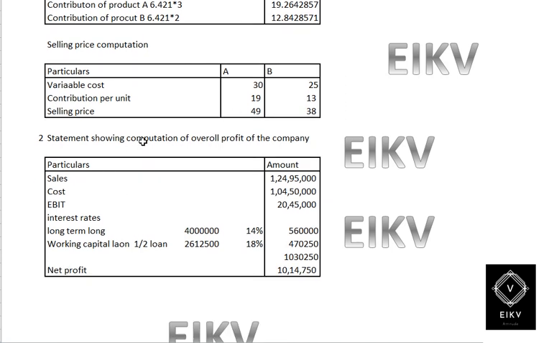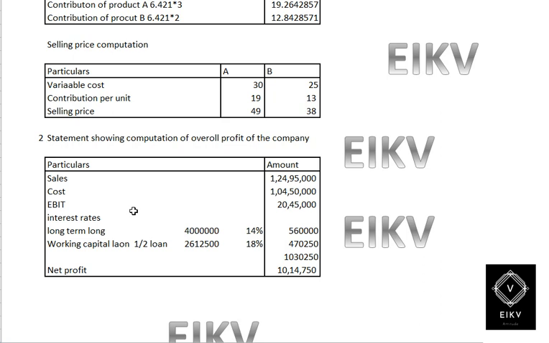After that we can compute the statement showing computation of overall profit of the company. Therefore we have the total sales as 1 crore 24 lakh and 95,000 less the total cost of 1 crore 4 lakh 50,000, which will give you the profit as 20,45,000. That is EBIT, earnings before interest and tax. So we need to consider the interest and tax to get the net profit.